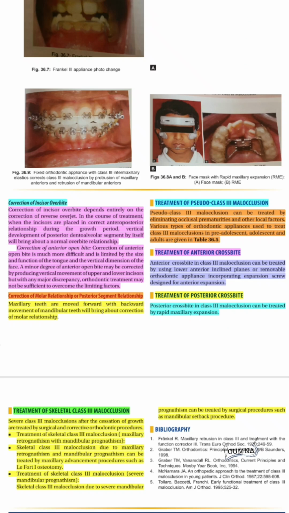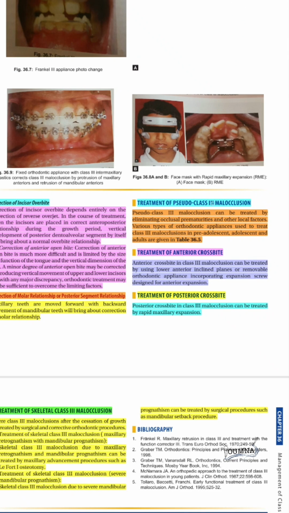We have seen that the correction of the pseudo class 3 malocclusion is by eliminating the prematurities. It must be done in the pre-adolescent and adolescent phase before the complete calcification to prevent the formation of a real skeletal class 3 malocclusion. And we have said before that to differentiate between the pseudo and the real class 3 malocclusion is the ability of the patient to get their mandible to the centric relationship.